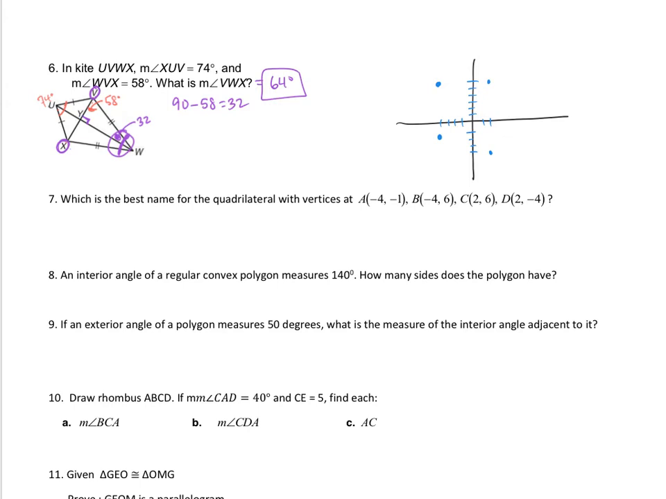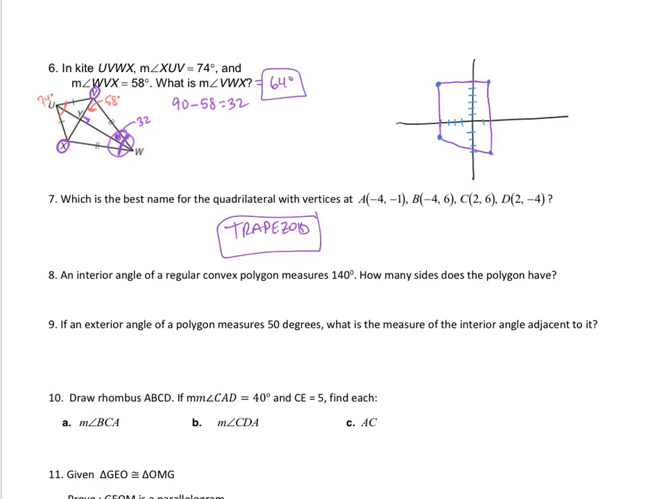So let's draw this. I've got that, I've got that, I've got this, but then I've got that. What is this? This is going to be a trapezoid. That's the best name I can come up with this.